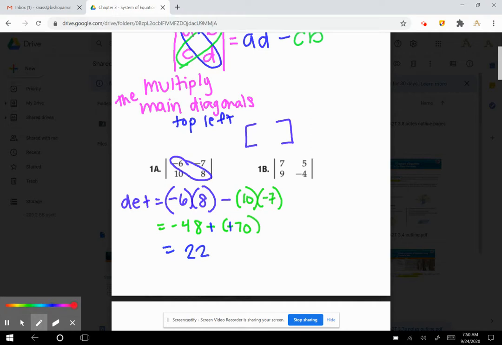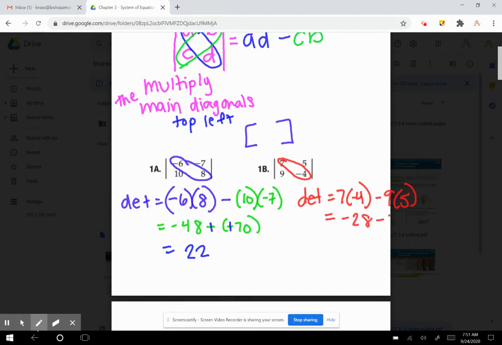Let's look at the next one. Again, you multiply the main diagonals. So the determinant equals 7 times -4 minus 9 times 5. All right, so you have a -28 minus a -45, which gets you a -73.